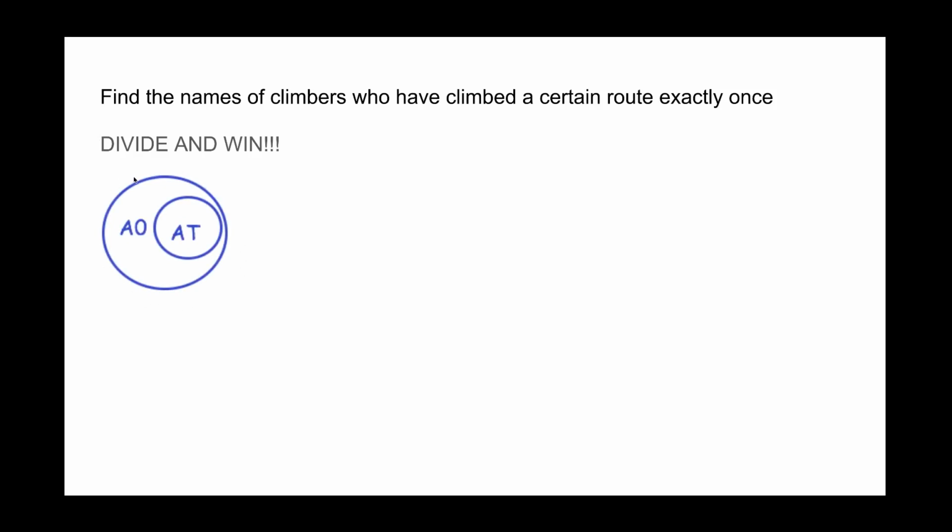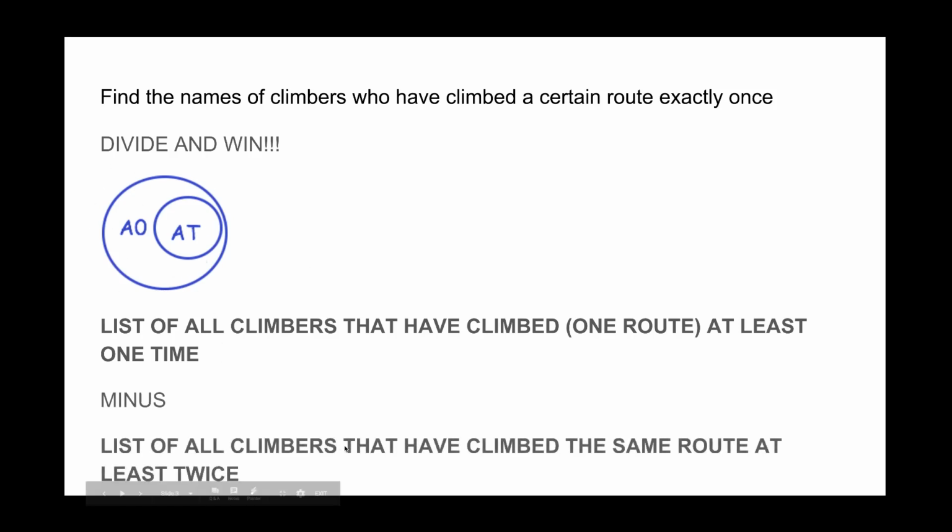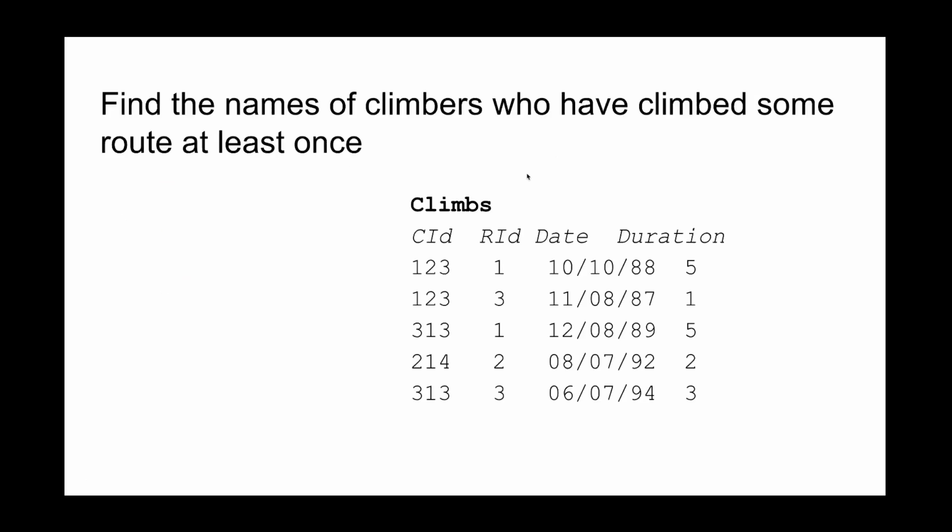In this case, we can find very easily all the climbers that sometime have climbed any mountain. And we can find, this is a little more complex, but we can do it, all the climbers that have climbed 2 times or more. So if we pick this first list with all the climbers that have climbed at least one time, and we remove from that big set the list of all climbers that have climbed the same route at least twice, we're going to keep only the ones that have climbed a certain route one time. Let's go to view this.